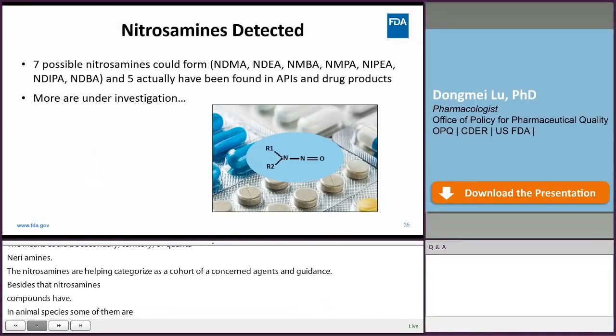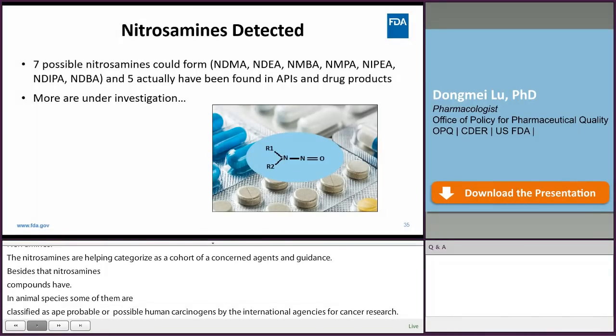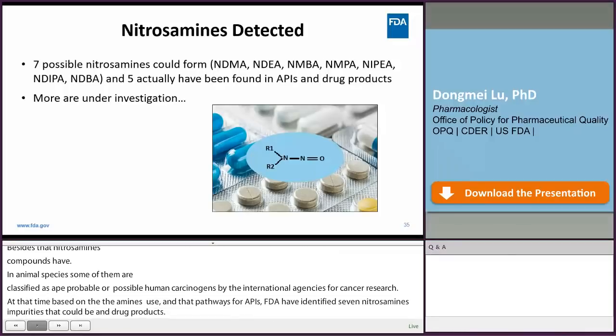At that time, based on the common amines used and the common synthetic pathways for APIs, FDA identified 7 nitrosamine impurities that theoretically could be present in drug products. Actually, 5 of them have already been found in APIs and drug products. Currently, more nitrosamine types are being discovered and are under investigation.